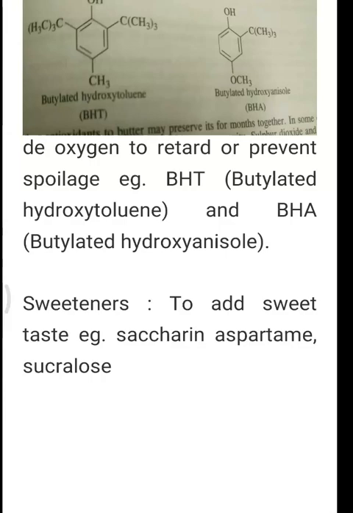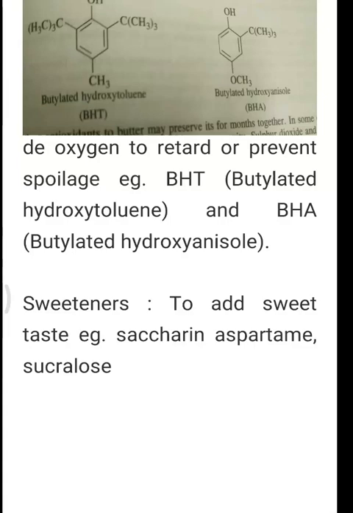These antioxidants are added to butter also, and that's why we are able to preserve butter for so many months. Another common antioxidant is vitamin E. Vitamin E in our body prevents wrinkles on our face and gives vitality to the body. So it is a very good antioxidant, vitamin E.